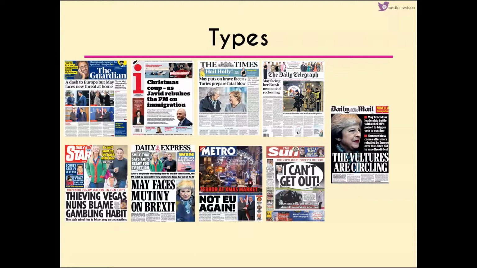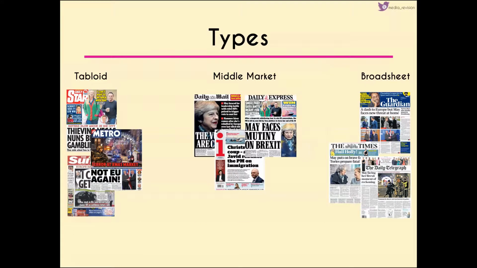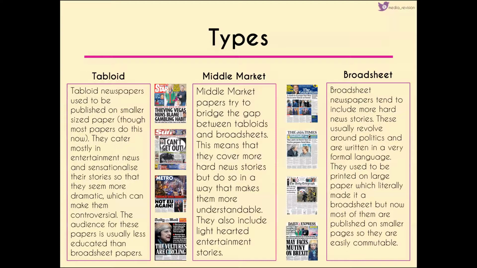Basically, there are three different types of paper. Okay, so we have tabloid, middle market and broadsheet, and you should already be able to see differences between each of the three categories just by looking at the layout of the front pages. Okay, but to make it a little bit easier, tabloid newspapers are basically smaller sized papers.